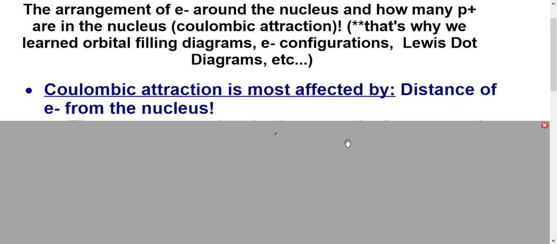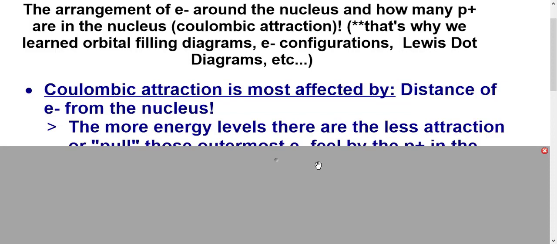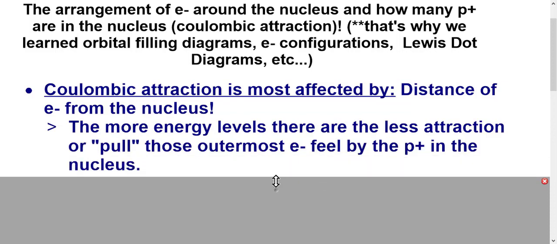It is most affected by distance of electrons from the nucleus. So how far away electrons are from the protons is the single biggest contributor to any trend or pattern we're going to cover. So here's why. As you go down the periodic table, you're adding more energy levels. So electrons are being placed in distances further and further away from the nucleus of an atom. So electrons are further away.